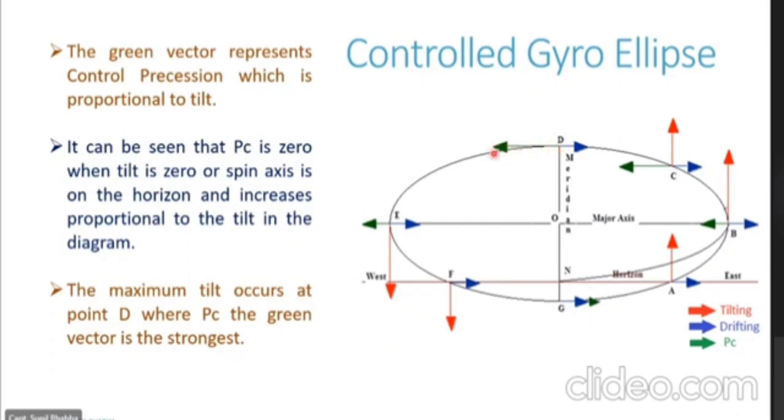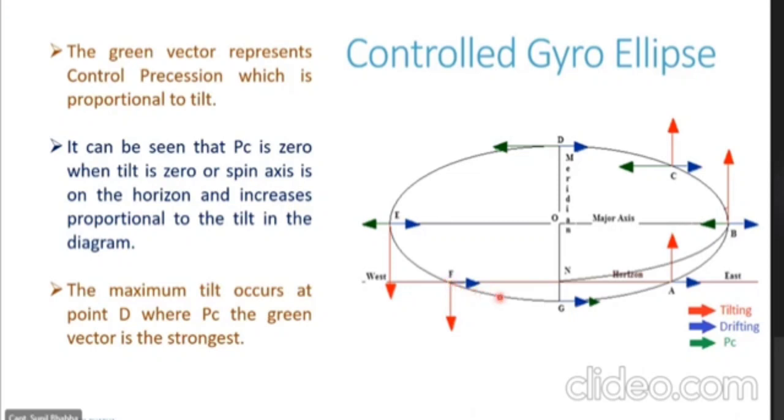Now from point Delta, as you move along the ellipse to point Echo, at point Echo the tilt has reduced. Now with the tilt reduced, the magnitude of the control precession also reduces. From point Echo, we reach point Foxtrot. Now this point Foxtrot is on the horizon. When the spin axis is pointing on the horizon, the tilt is zero. If the tilt is zero, the control precession will also be zero. So you don't see any green vector here. The control precession is not present at this particular point.